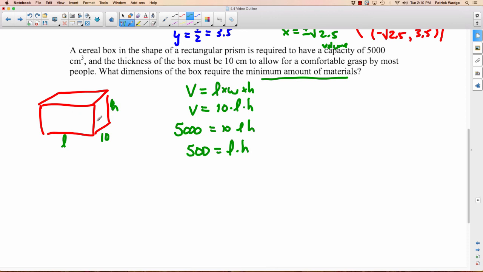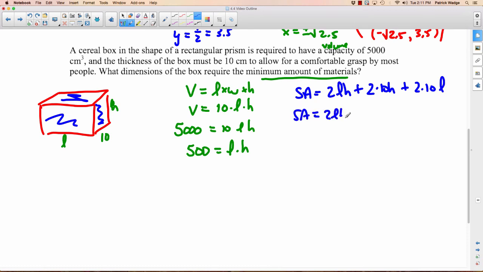Now, we want to use the minimum amount of materials. When you're talking about the materials of something like this, you're not talking about volume, you're talking about surface area. So what we need is a formula for surface area. You get the area of this face right here by going length times height, and there are 2 of them, so 2 length times height. Plus, you need the area of this face here, which is 10 times h, and you have 2 of those, so 2 times 10 times h. And then this one, length times 10, or 10L, and there are 2 of those, so 2 times 10 times L. If we simplify that, you have 2LH plus 20H plus 20L.